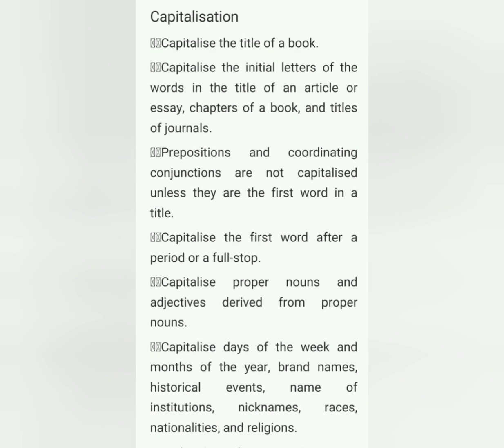The last one is capitalization. Capitalize the title of a book, and capitalize the initial letters of the words in the title of an article or essay, chapters of a book, and titles of journals. Prepositions and coordinating conjunctions are not capitalized unless they are the first word in a title. Capitalize the first word after a period or full stop, proper nouns and adjectives derived from proper nouns. Also capitalize days of the week and months of the year, brand names and historical events, names of institutions, nicknames, races, nationalities and regions.